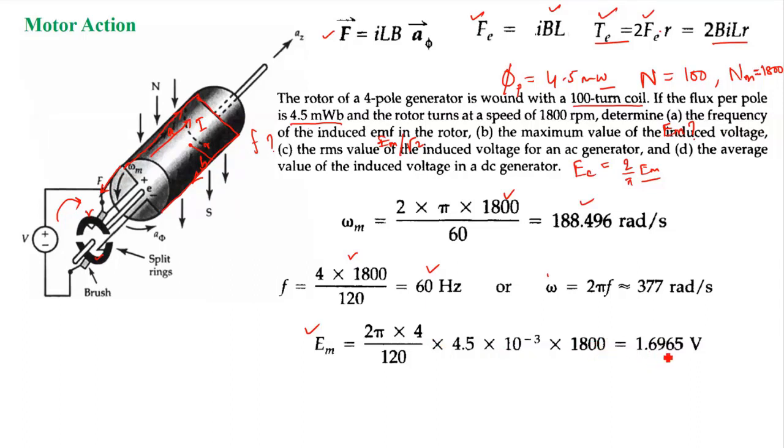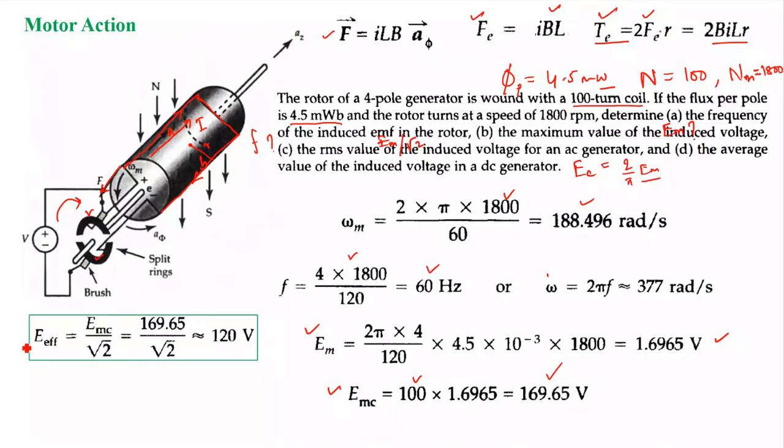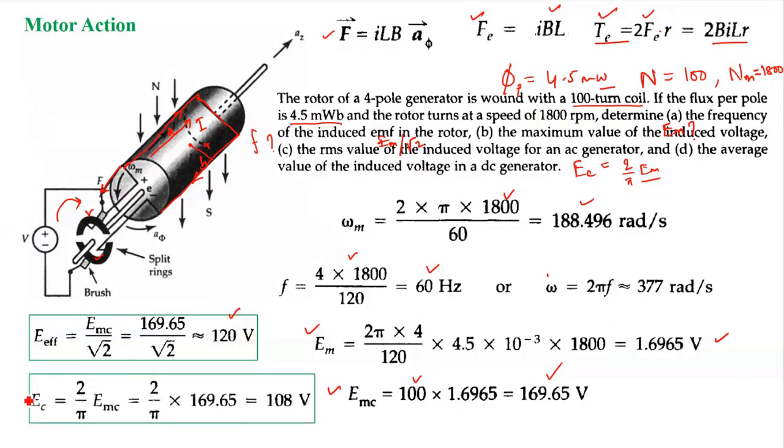Now the maximum value of Em will be 2 pi P by 120 into phi P Nm, right? So that will give me 1.6965 volt. This voltage is in a single coil, right? Now I have 100 turns of coil, so I will multiply it by 100. So it will give me 169.65 volt. This is the maximum EMF in the 100 turn coil, right? Now I will find the RMS or effective value just by dividing by root 2. It comes to around 120 volt. And your average value will be 2 by pi Em. That will give me around 108 volt.